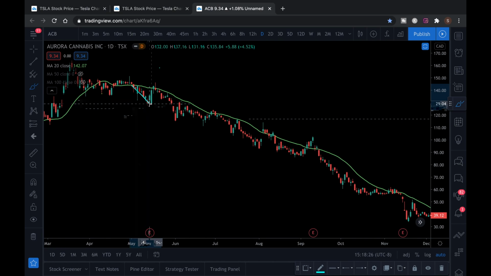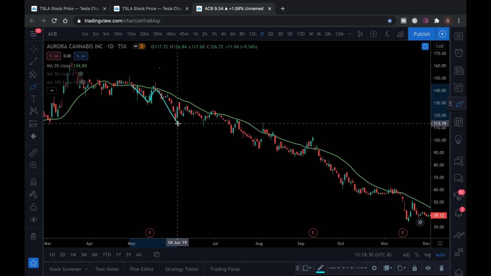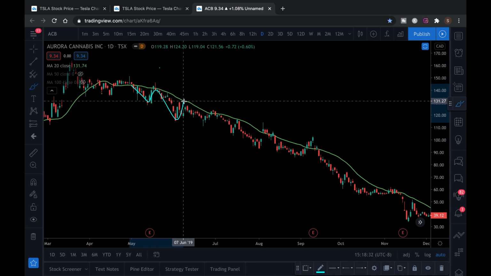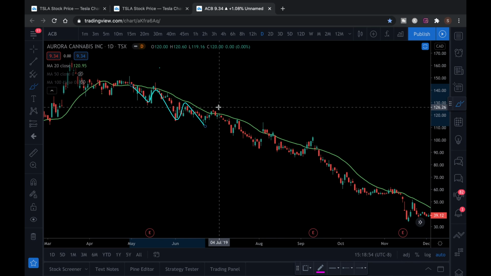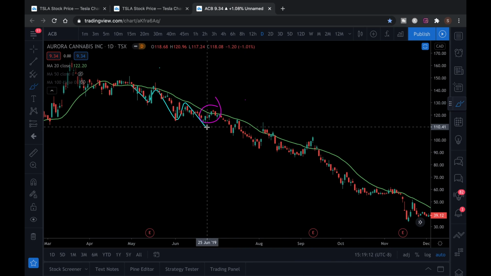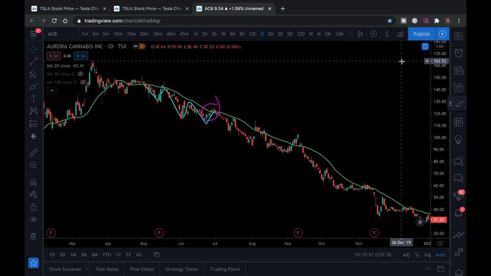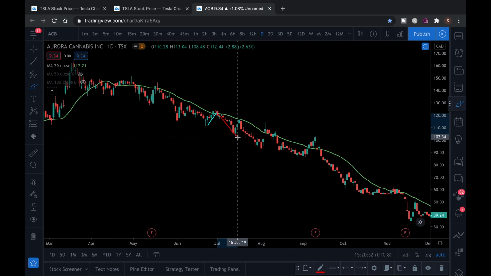Here's the first rejection from the 20-day moving average. We come up again, second rejection. We come up for a third time, third rejection. At this point here, after the third rejection, we come up another time to meet this 20-day moving average. At this point, I'm going short. The price has been rejected from this green line 3 times. And on the 4th time, I'm going short. I'm going in the direction of what the pattern is telling me. I'm going short from this point.